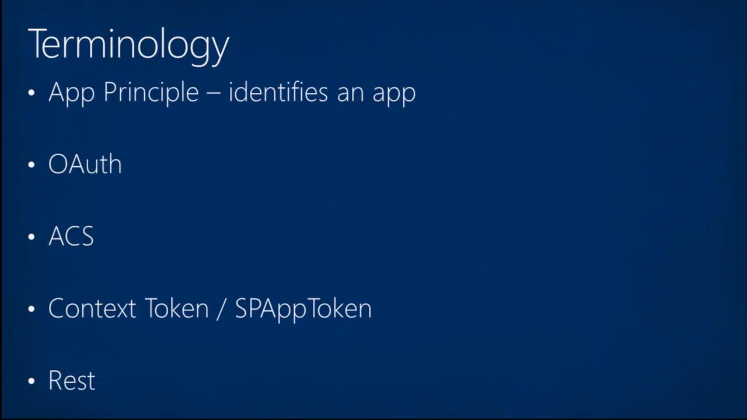The context token, or SP app token, is the information that we first get back from SharePoint when they click on our little application icon. And it's from there that we can use our app secret to decode it, then work with ACS. The eventual aim is to get back an access token, and it's the access token that we can use to make post and get requests to SharePoint using REST. The context token and SP app token are used interchangeably, but they're the same thing.